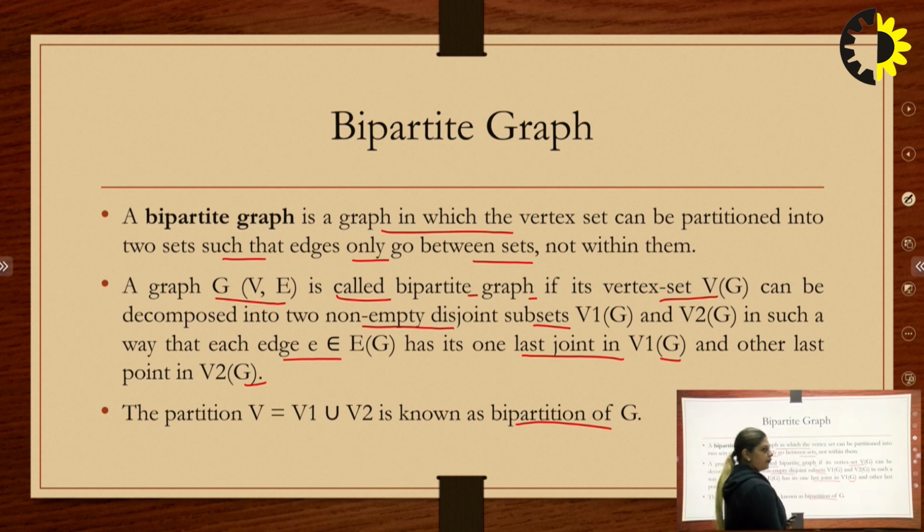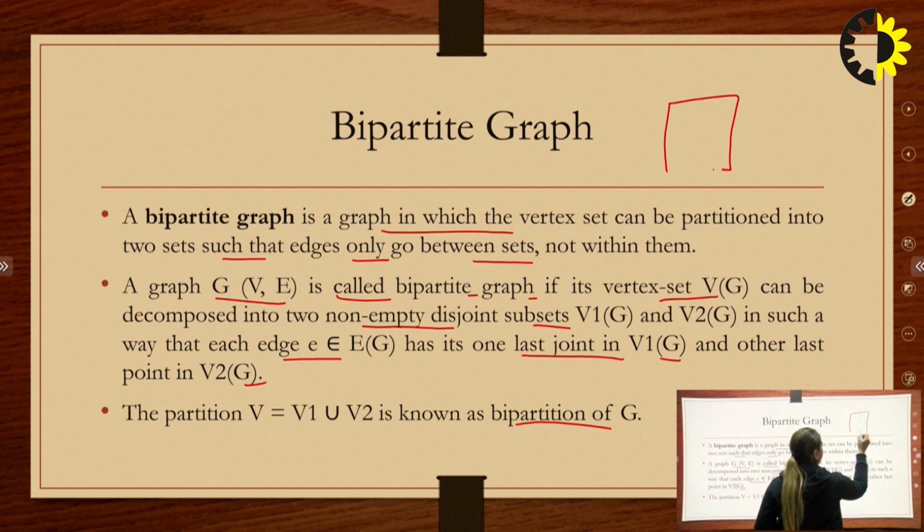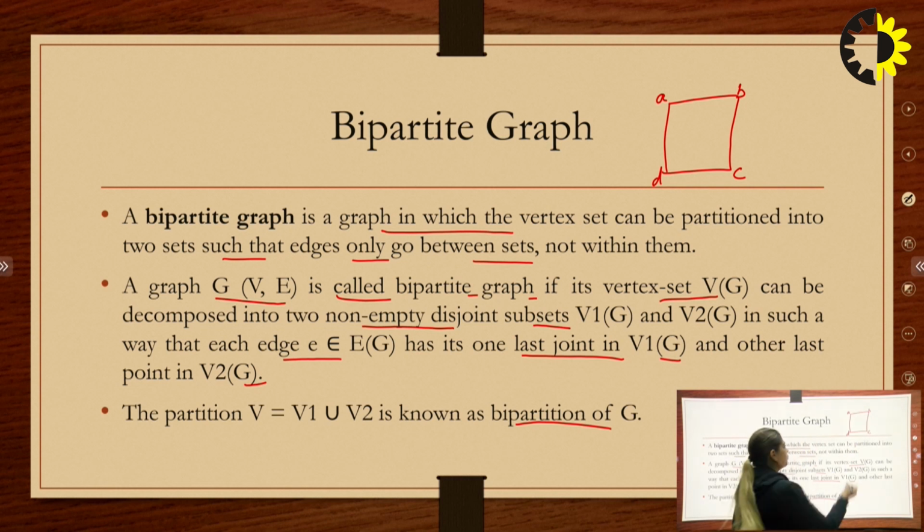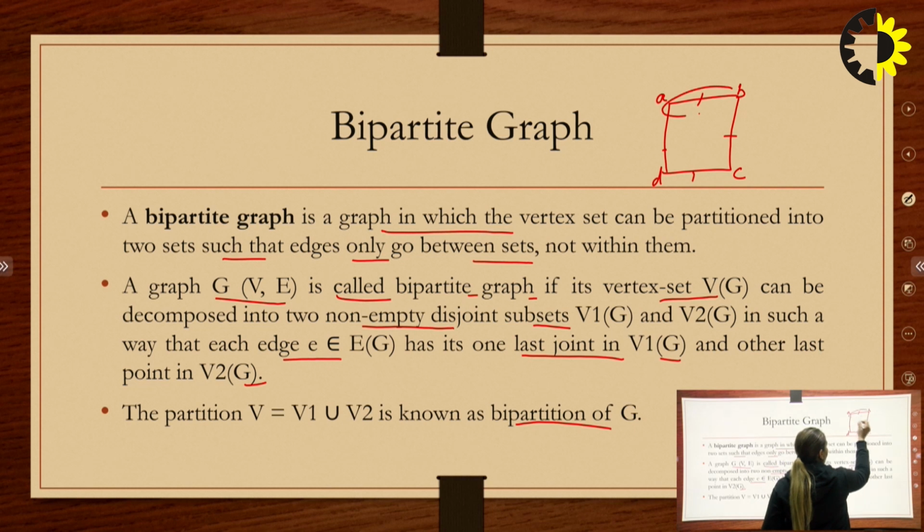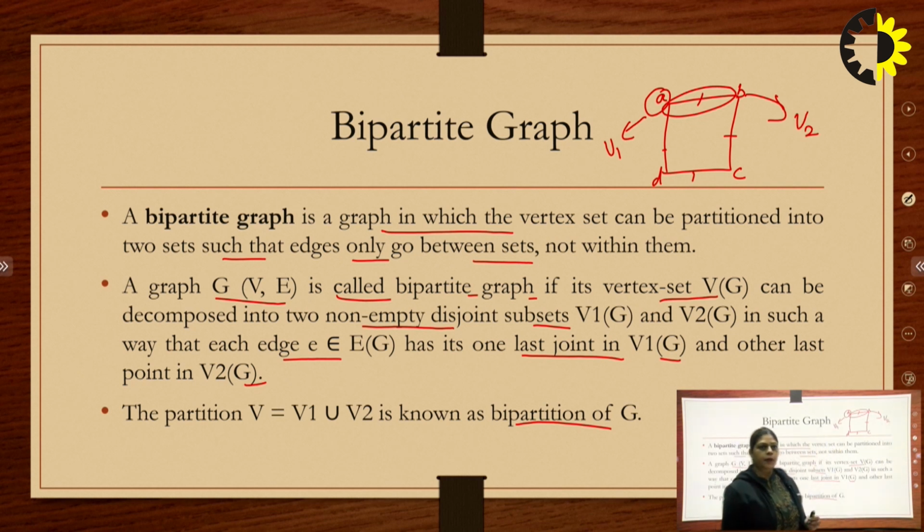Now, what the definition says: if there is some graph, right, with four vertices, one by one we have to check all the edges and we have to make the partition of vertices in such a manner that for every edge, one vertex is in one set and the other vertex is in the other set, right? If we are able to do this, that means it is a bipartite graph.